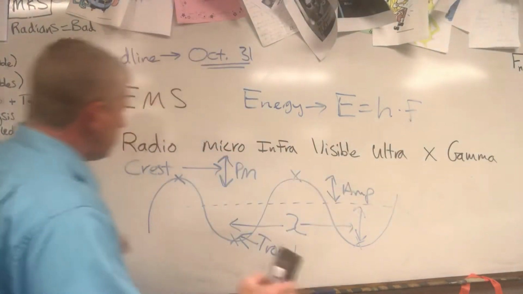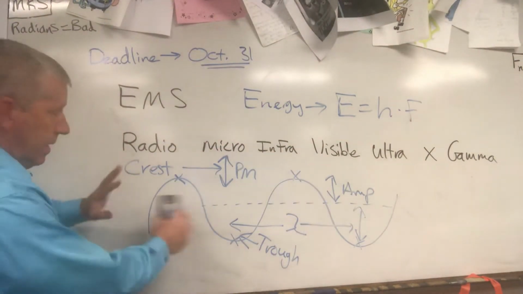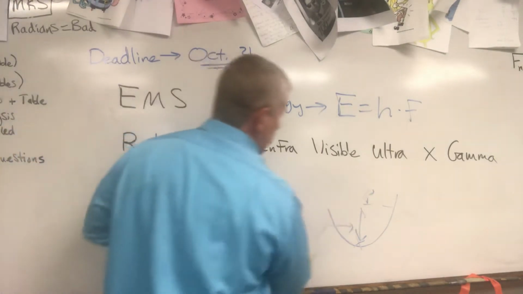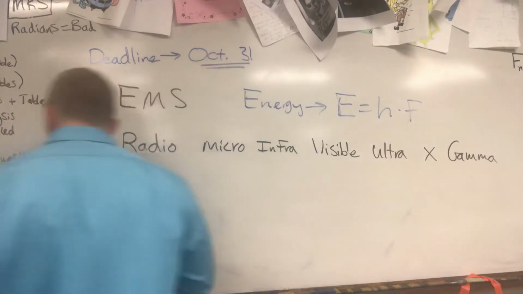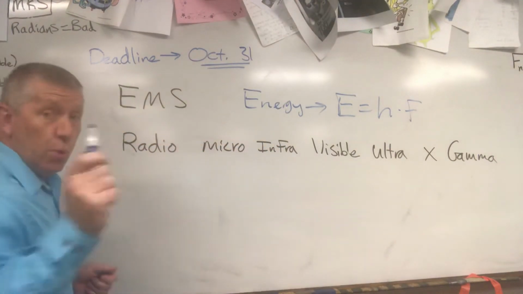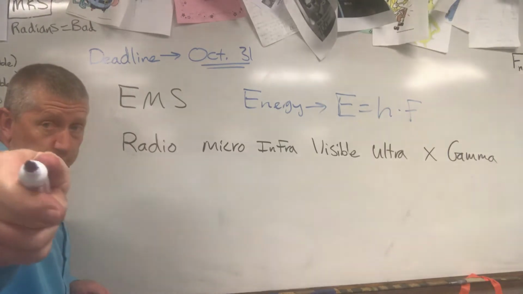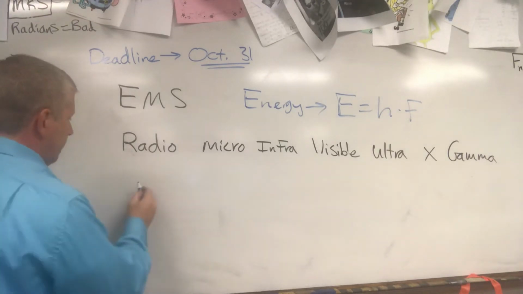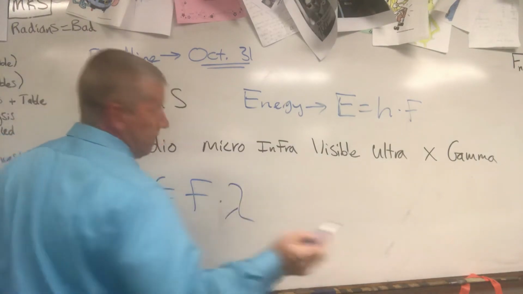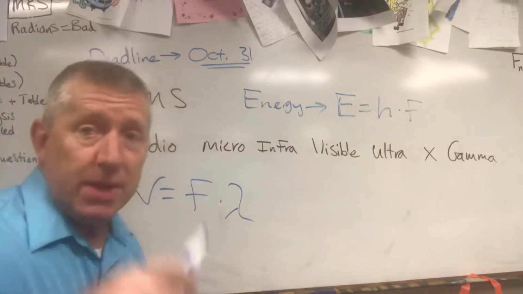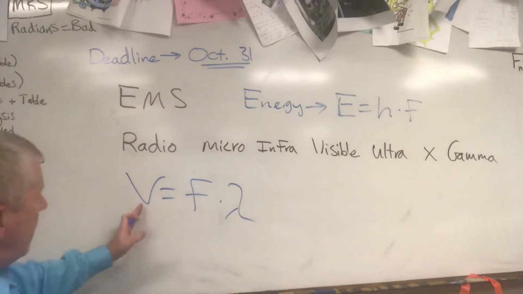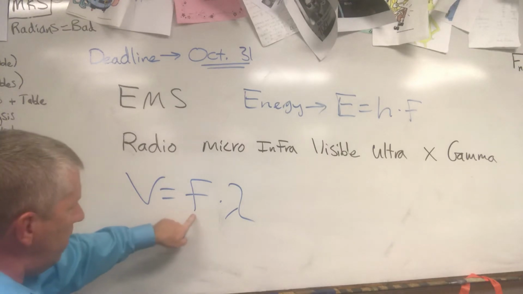Now, I'm going to erase this. We also have what's called the wave equation. Write this down. Velocity is equal to frequency times wavelength. Velocity is frequency times wavelength. Now we're talking about the velocity of a wave. This is the frequency of the wave and the wavelength of the wave.